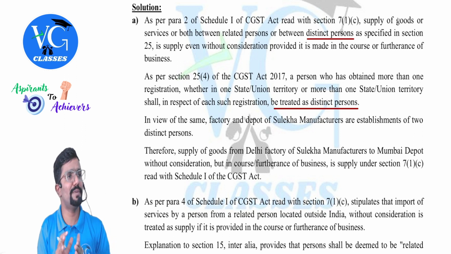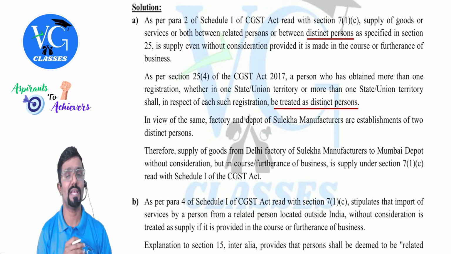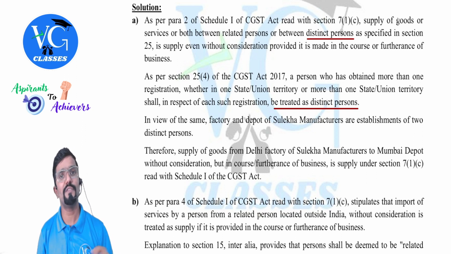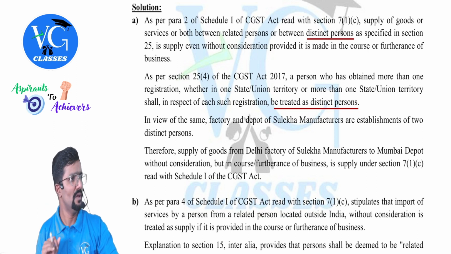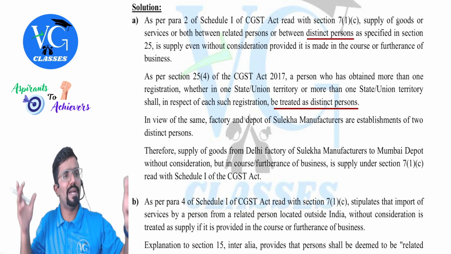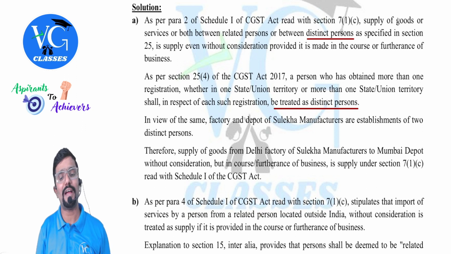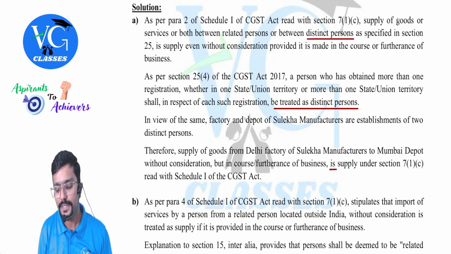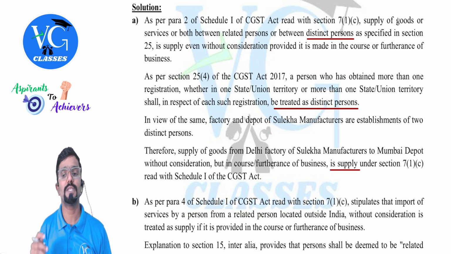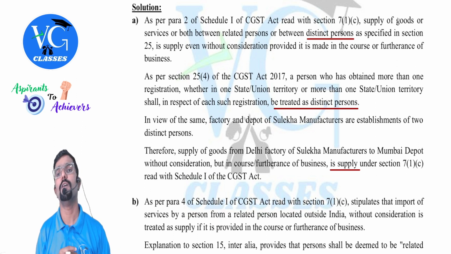Okay, till now whatever I explained was the provision. Now let us see the case and conclusion. In view of the same, or you can write, in the given case, the factory and depot of Suleka Manufacturers are establishments of two distinct persons. Or else you can simply say, as they would have separately registered in both the states, they are distinct persons. Therefore, supply of goods from the Delhi factory of Suleka Manufacturers to the Mumbai depot without consideration, but in the course or furtherance of business, is a supply under section 7(1)(c) read with Schedule 1 of the CGST Act.